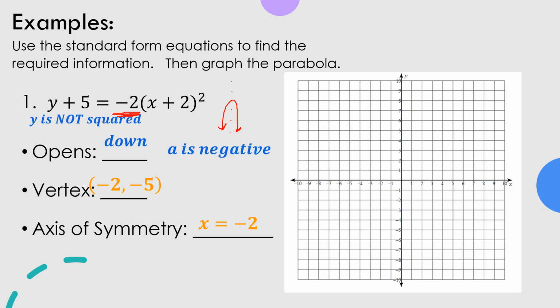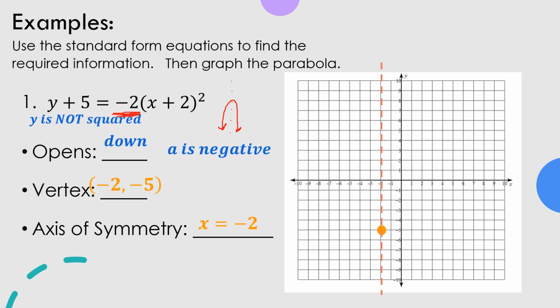X equals -2 is the axis of symmetry. Now, if you don't get the axis of symmetry until after you've started to sketch it, by all means, that's fine. Just list it whenever. All right, so we're going to plot our vertex at -2, -5. Then we're going to sketch our axis of symmetry. It is vertical. Just draw a vertical dotted line right through it.